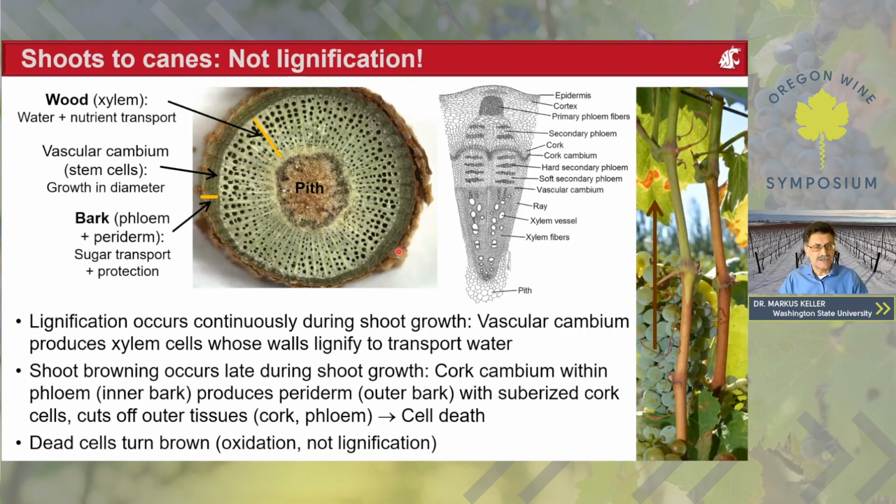So the browning that we see on these shoots has nothing to do with lignification. Lignification happens in the interior of the shoot. Lignin is colorless, you can't see it. But when the cork cambium forms these cork cells on the outside, approximately from mid-season onward, those cells die, they're cut off from the interior of the shoot, they oxidize, and then they turn brown. So that's the distinction between brown periderm and lignified xylem on the interior.